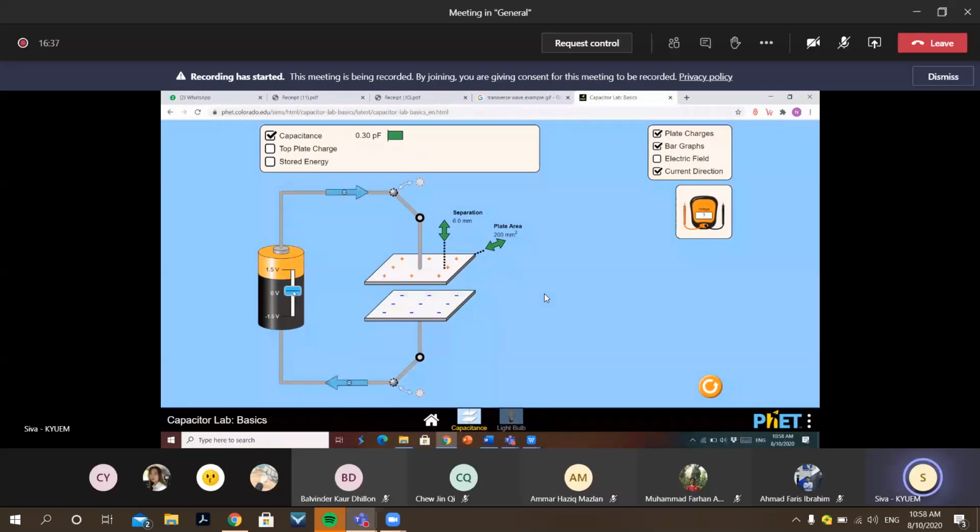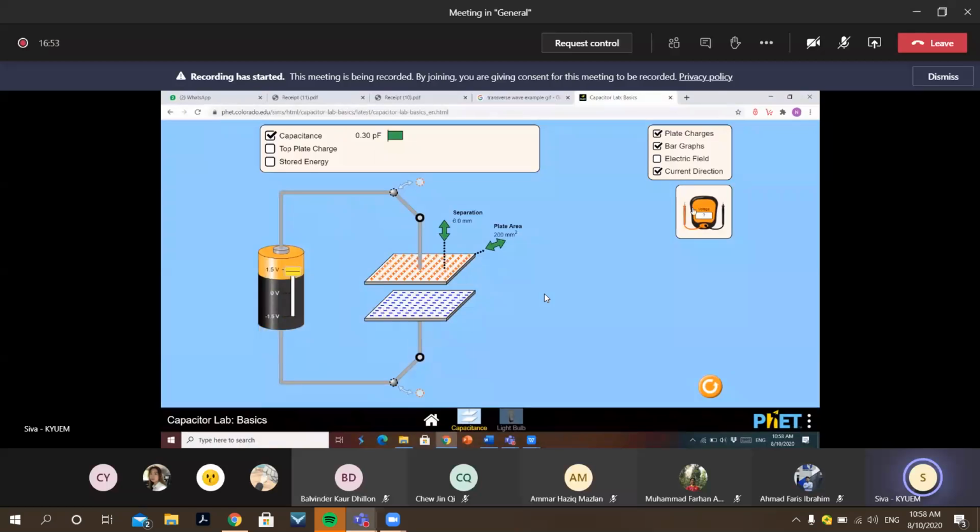At 0, there is no charge. When I make it 1.5, look at that, this plate becomes positive and this plate becomes negative. If I show the electric field, it goes from the positive plate to the negative plate. Okay, remove the electric field.